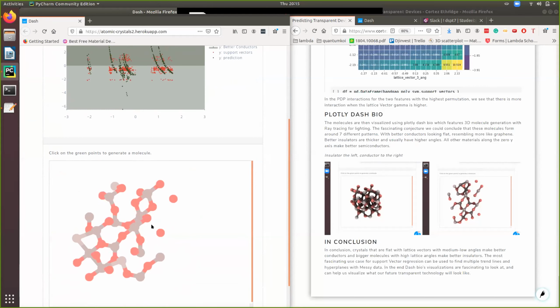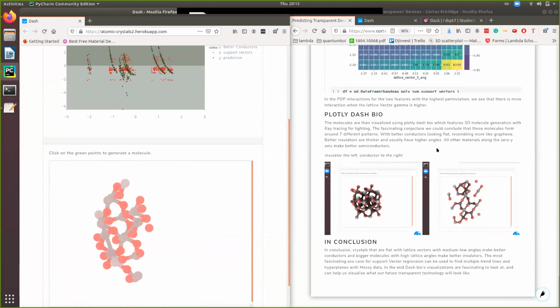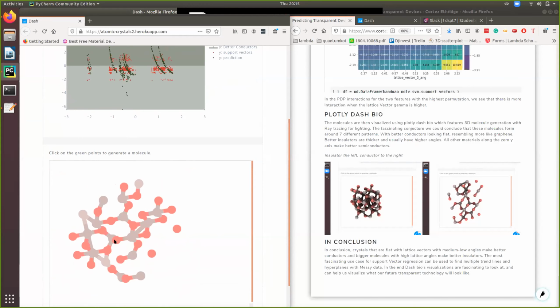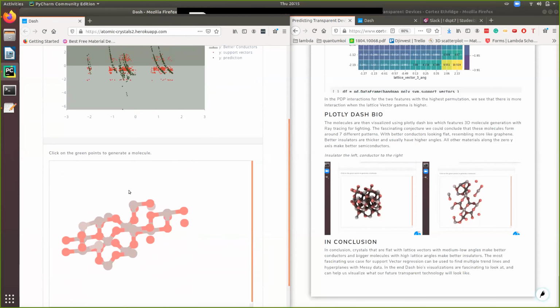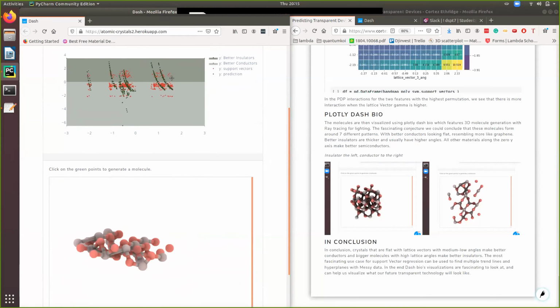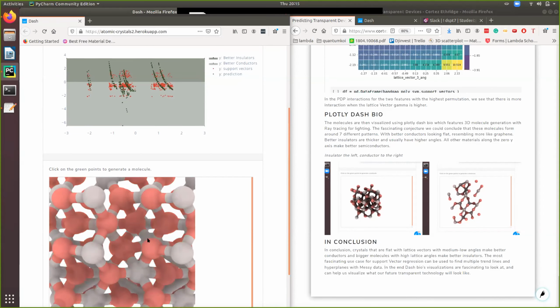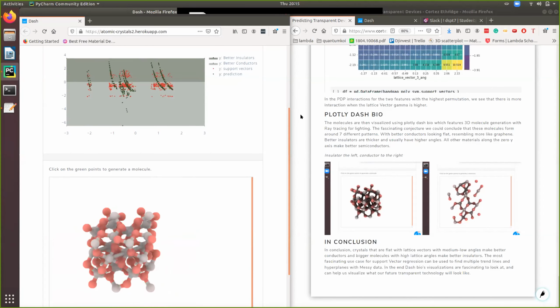So if I'm understanding the problem correctly, you're trying to take a molecule and various properties of that molecule and determine if it would be transparent. Is that right? To determine if it is better at conducting electricity or insulating electricity. So this is an example of a good conductor. It looks flat, and here is an example of a good insulator. It's pretty big and bulky. Interesting, so it's just how electricity flows through it.